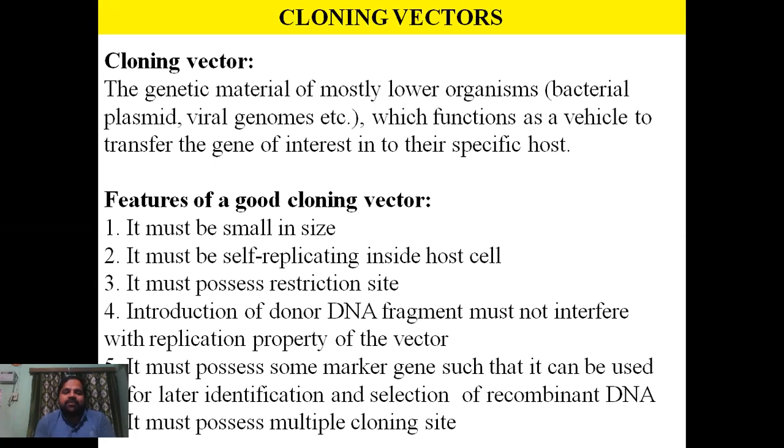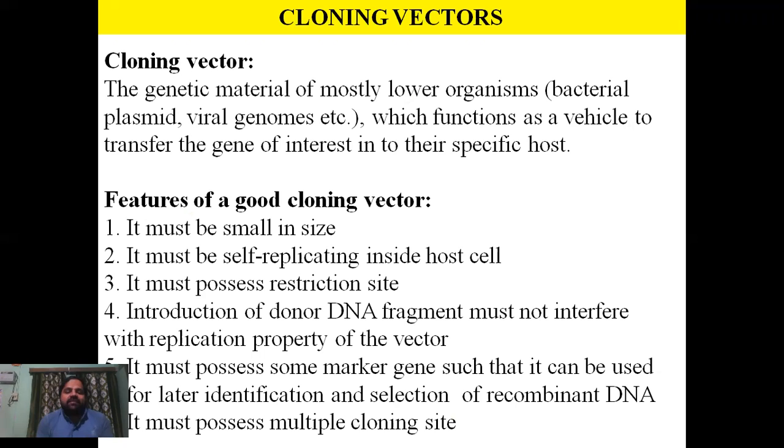First one is it must be smaller in size. Means if they will be smaller in size, then it will be easy to introduce that particular vector into the host. The second point is it must be replicating inside the host cell. So if they will be able to replicate by themselves only, then they will autonomously increase their numbers in the host cell. The third point is it must possess restriction site.